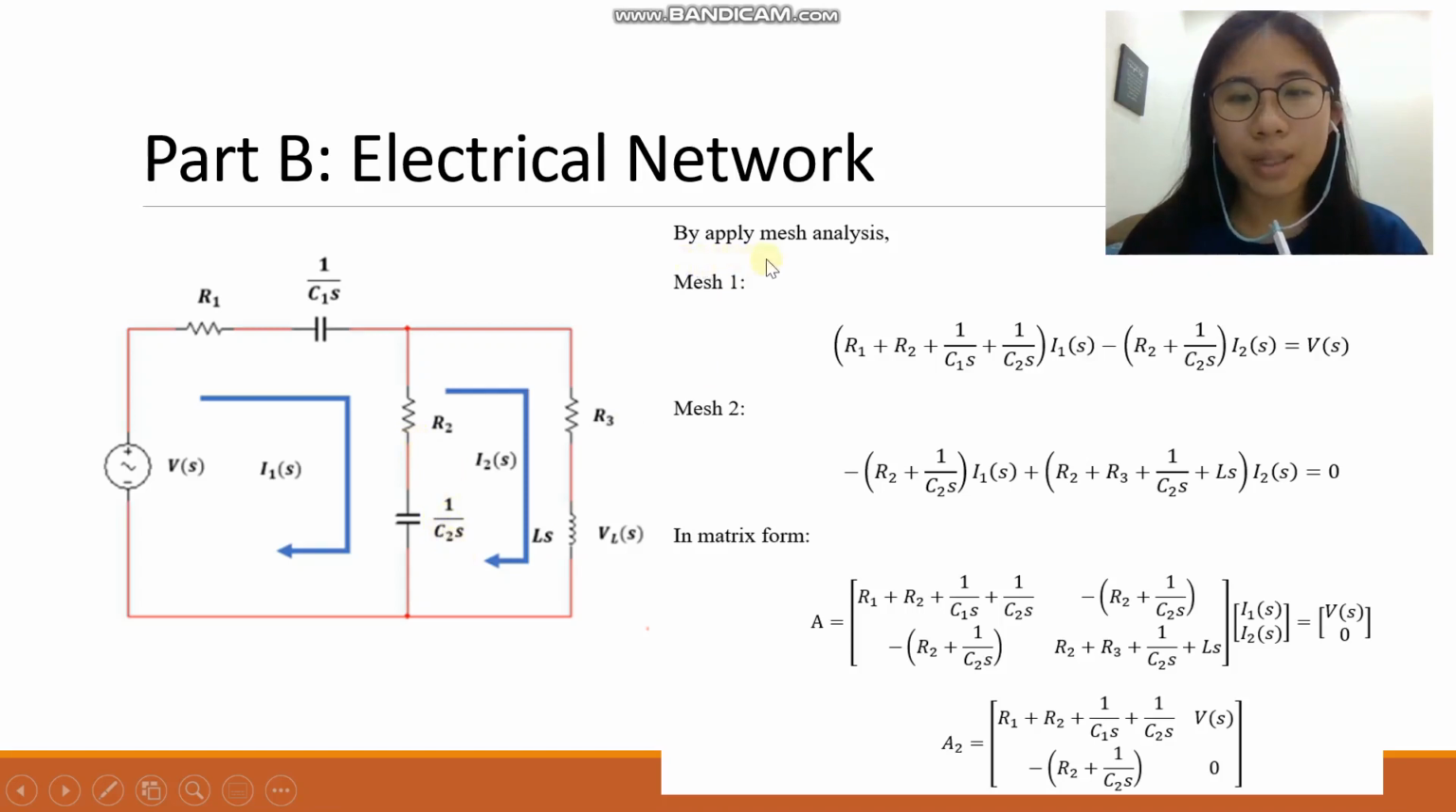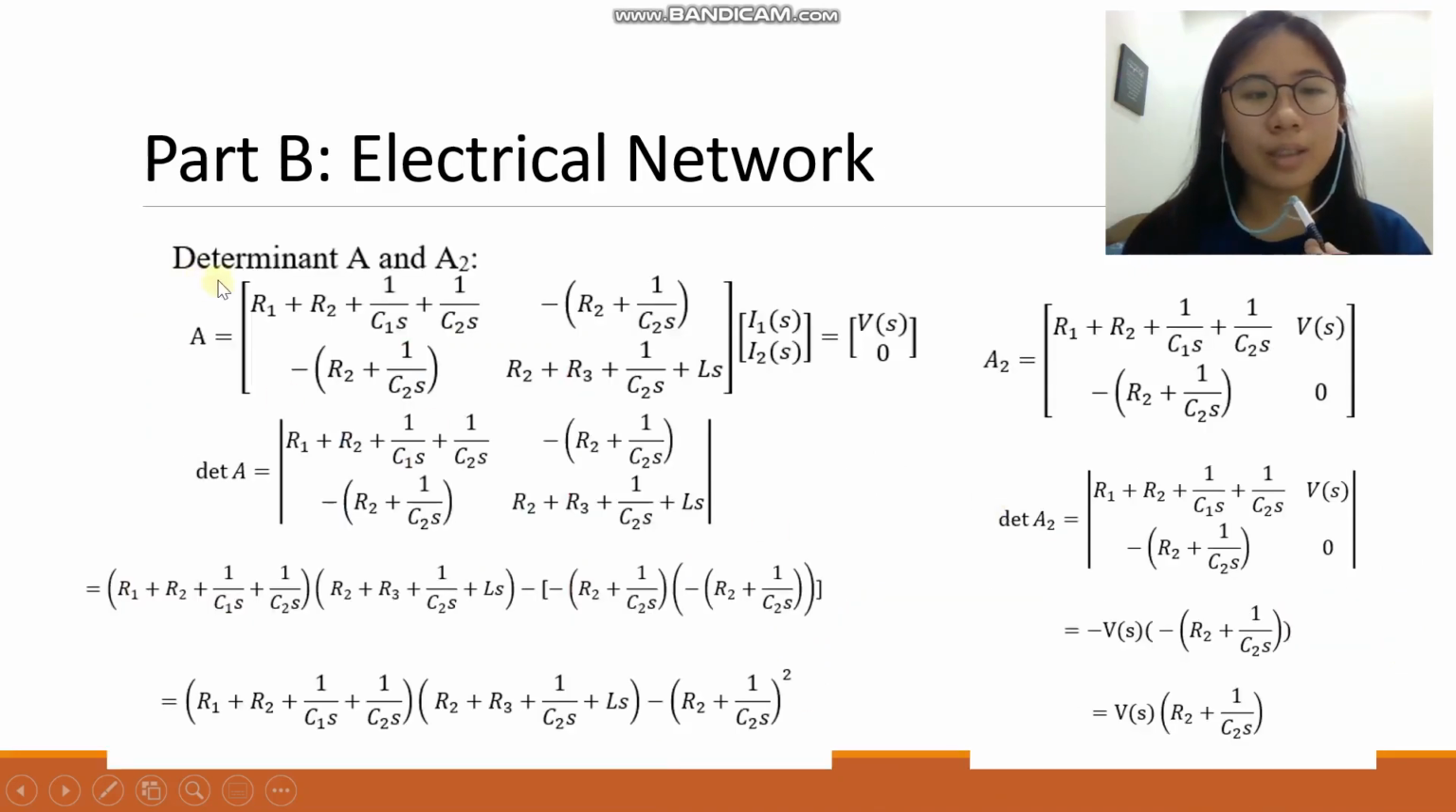By applying mesh analysis and using Kirchhoff's law, the equation for mesh 1 at loop 1 is right here, and the equation for loop 2, mesh 2, is right here. So we arrange both equations in matrix form as shown here. To find the determinants A and A2, the equation is calculated using the matrix loop, and we get the answer.